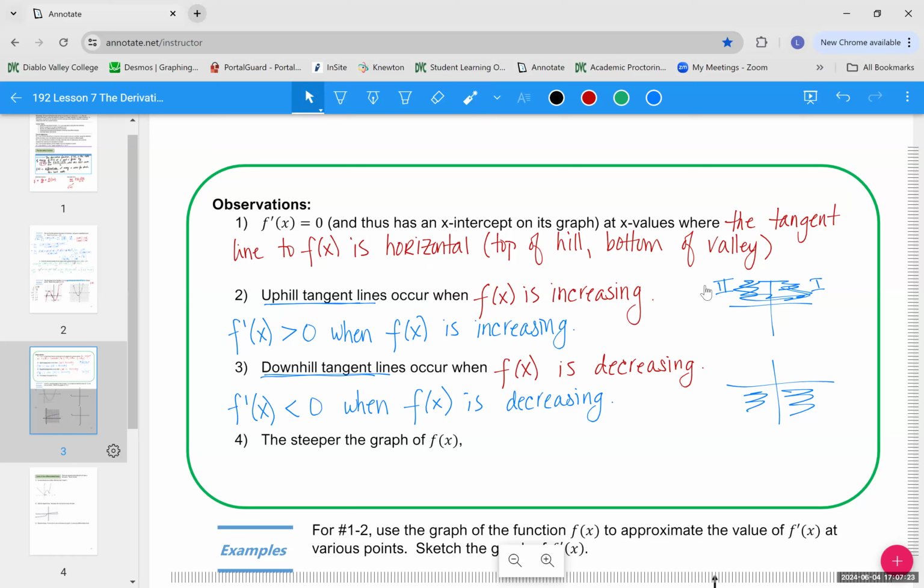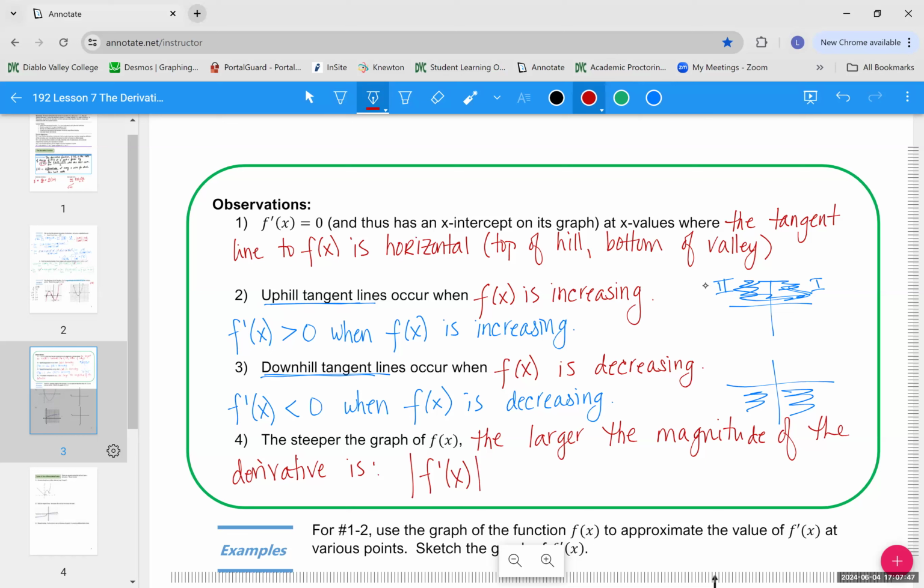And finally, the steeper the graph, the larger the magnitude of the derivative is. In other words, it's going to be a bigger number, not counting for negative. So it's almost like the absolute value of it, right? That's the magnitude is larger for steeper f values.